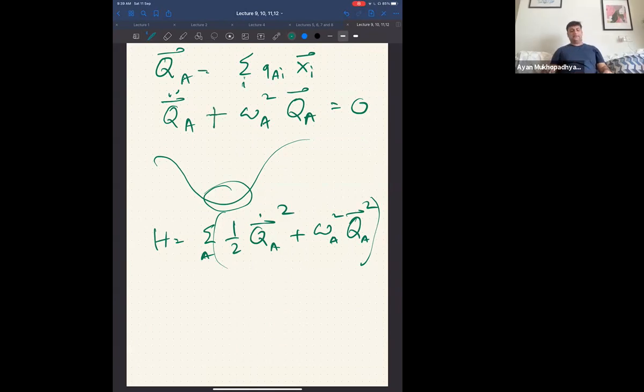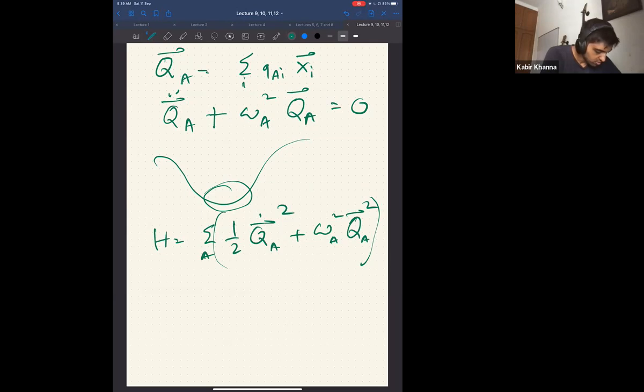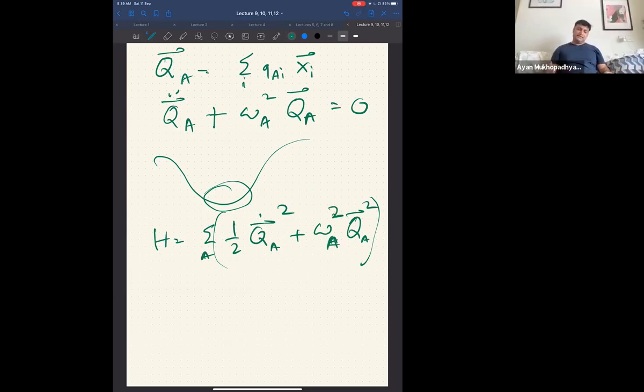Right. So this is plus. Sorry. Okay. So I would put it this way. So it's basically a sum of harmonic oscillators, right?